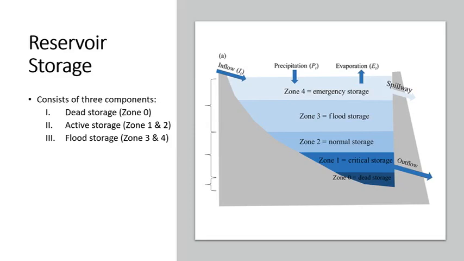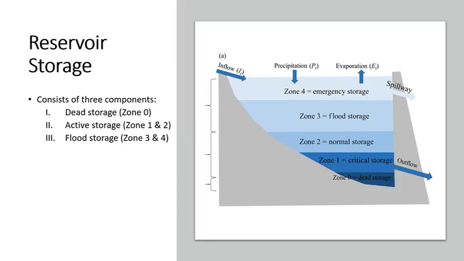Now, going on to the reservoir storage. All right, so dams are impounding structures and they basically store water. And there are key storage components. First component is the dead storage. Dead storage is basically here to store sediments coming into the dam. And you can see this zone, the dead storage component, as zone 0 in the figure on your right.